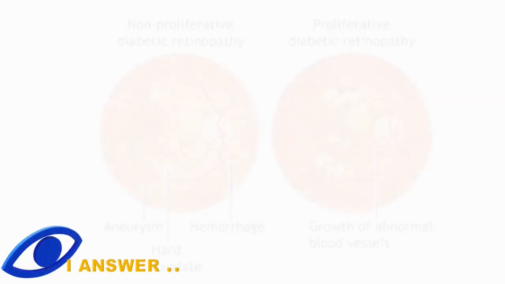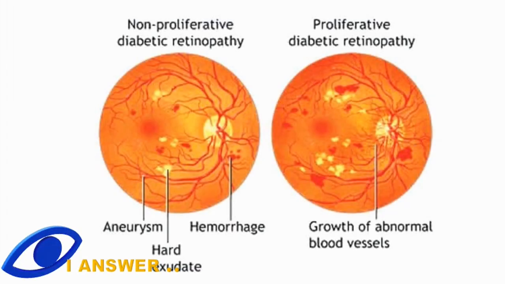This picture shows non-proliferative diabetic retinopathy and proliferative diabetic retinopathy. As you can see, new blood vessels, which are fragile in PDR, lead to hemorrhages over the retina and also traction or pull over the retina.